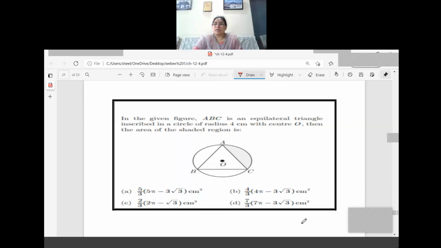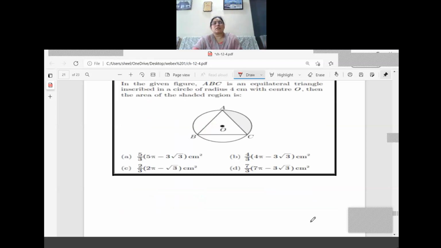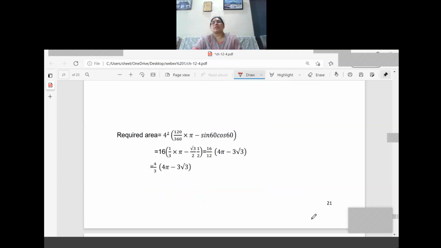What is the central angle you have taken, Abhimanyu? An equilateral triangle is there. 120 degree, ma'am. 120, okay, and the pi value is not required. The radius is clearly mentioned, 4 centimeter only. So let us see the answer now. Right, 4 by 3 into 4 pi minus 3 root 3.